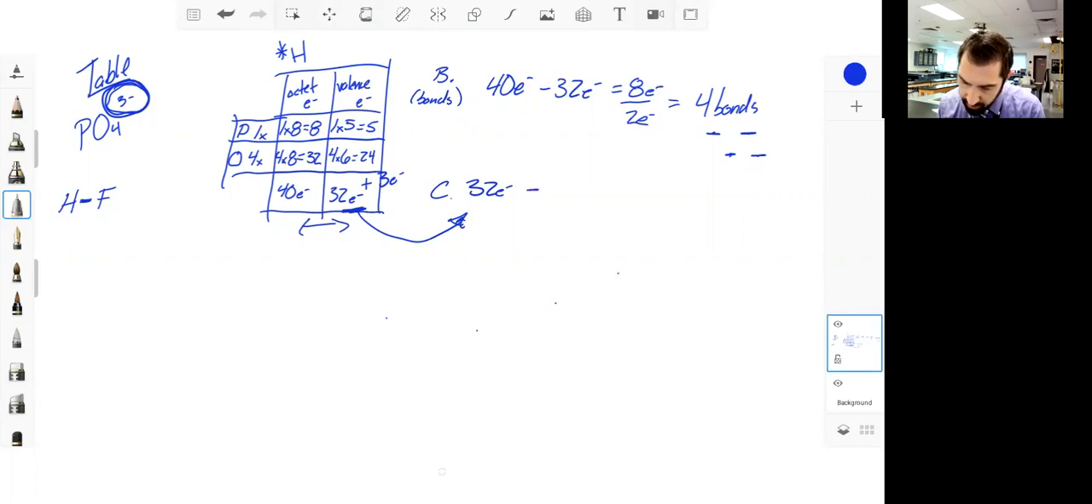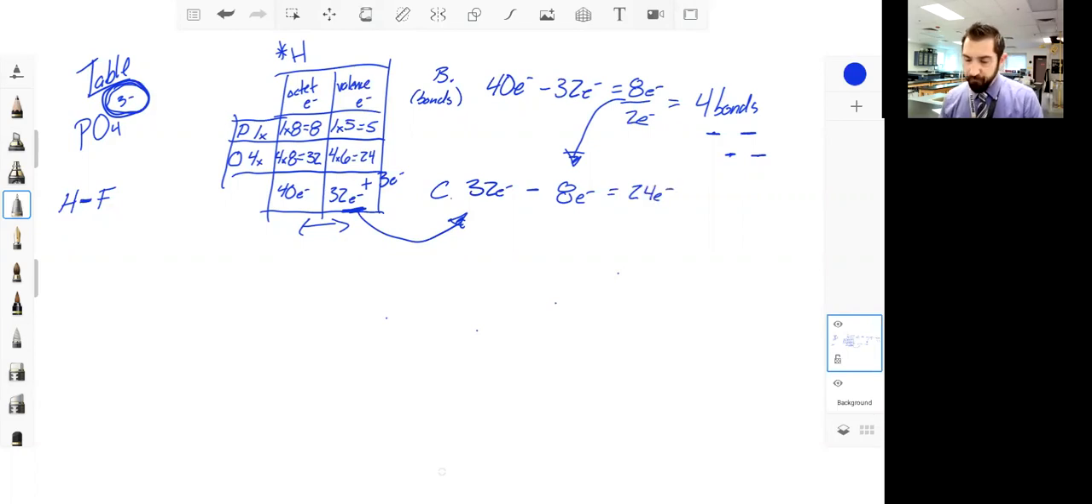So I'm going to take away the 8 electrons I already know I'm going to need to use as bonds. So 32 electrons are what I'm allowed to use total. Those are just the valence electrons that all the atoms can contribute. But I need to subtract away the 8 electrons I know are going to be in bonds. And so when I do this, I should end up with 24 electrons.